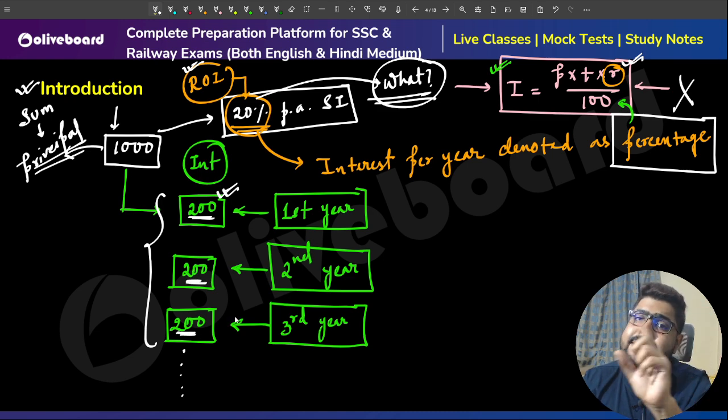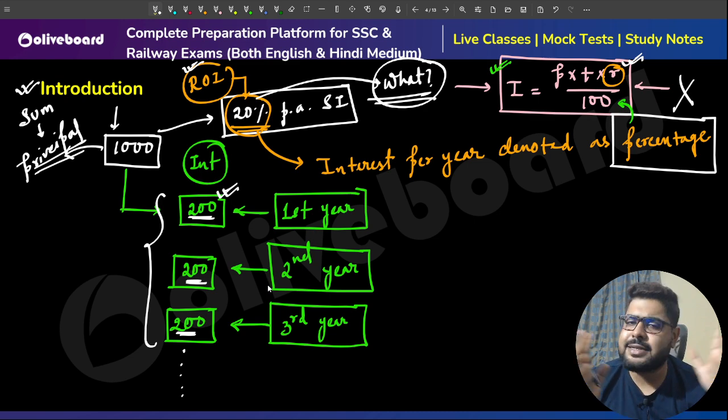Interest only increases in case of compound interest. We'll take that up as a different session. Do not worry. So that is the basic thing. Now please understand this. Can you think like this?